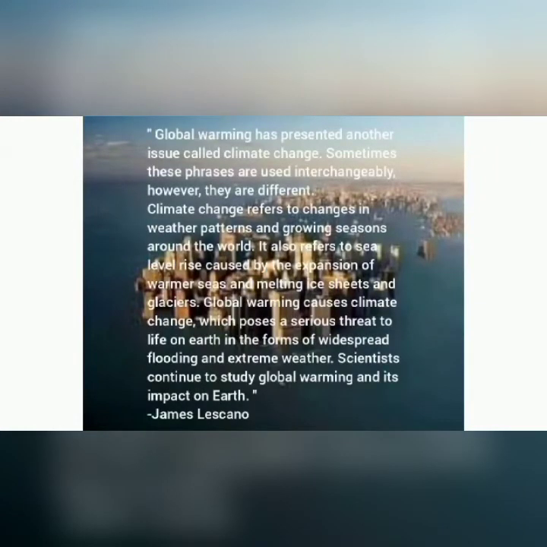Global warming has presented another issue called climate change. Sometimes these phrases are used interchangeably, however, they are different. Climate change refers to changes in weather patterns and growing seasons around the world. It also refers to sea level rise caused by the expansion of warmer seas and melting ice sheets and glaciers. Global warming causes climate change, which poses a serious threat to life on Earth in the forms of widespread flooding and extreme weather. Scientists continue to study global warming and its impact to Earth.